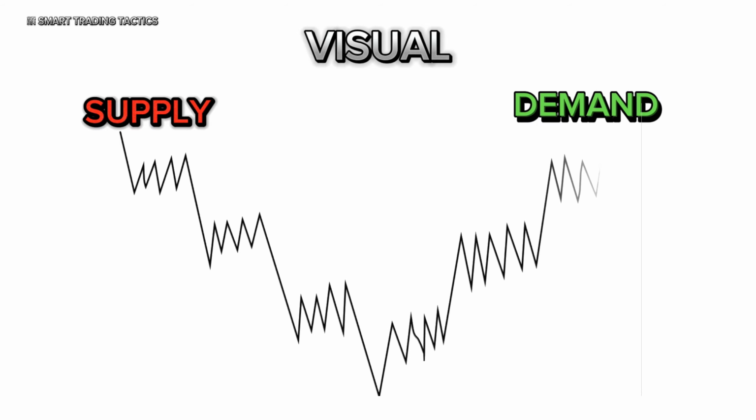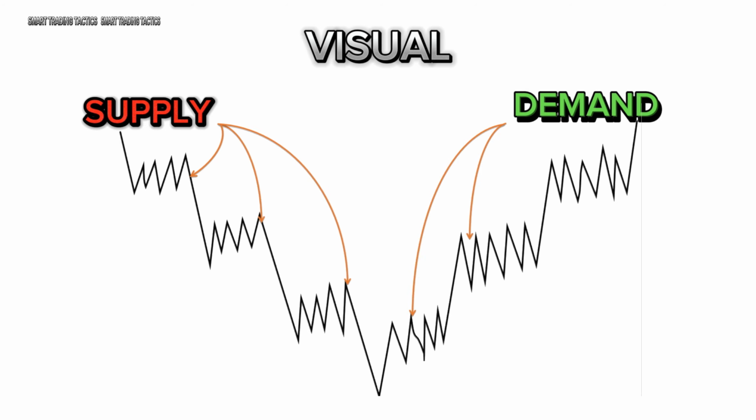Visualizing supply and demand on charts. Supply and demand zones are often identified by looking at areas of consolidation, where the price has moved sideways before breaking out with strong momentum. These zones can be marked on the chart and used as reference points for future trading decisions.